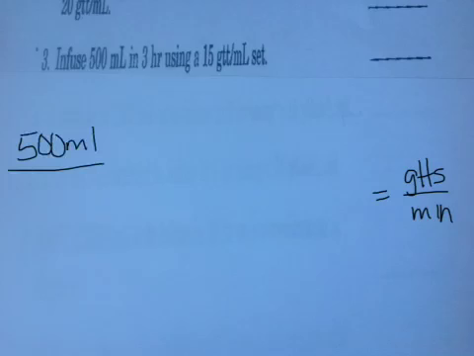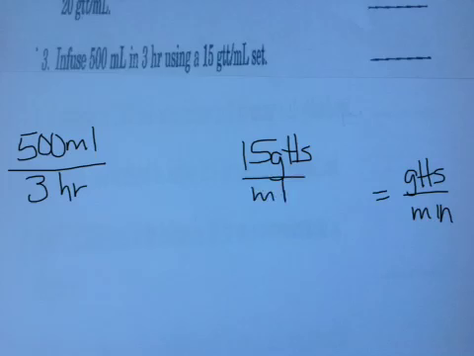Okay, so this was problem number 3, and same setup exactly. You're going to want to end up with drops per minute as your answer. You're going to start out with 500 milliliters because that's the volume you have to infuse. You're going to put it in over 3 hours, and you're using 15 drops per milliliter. And of course you're going to have to convert those hours into minutes, so 1 hour equals 60 minutes.